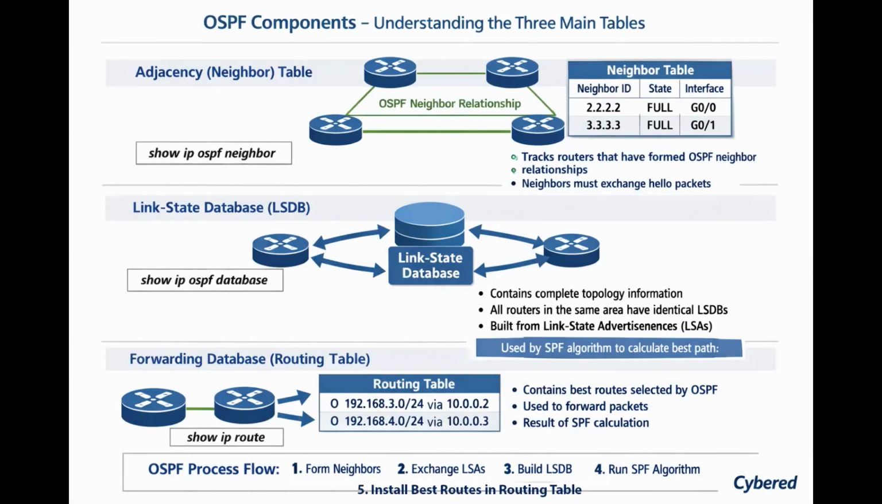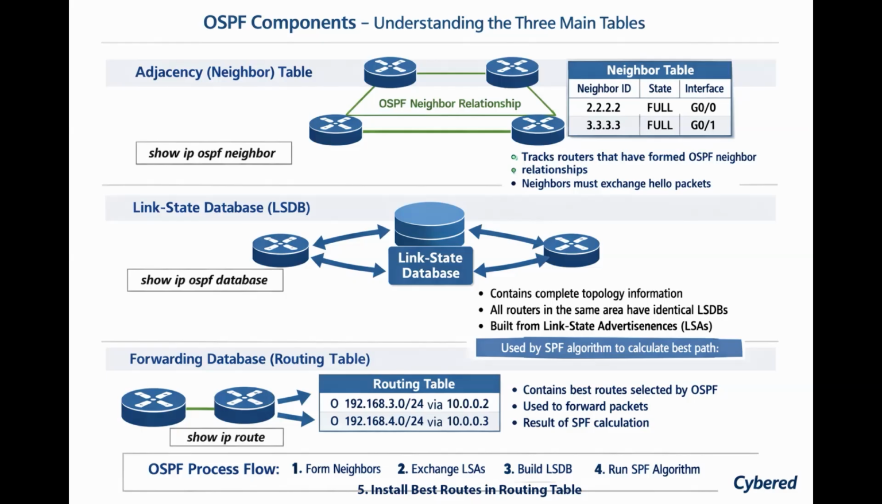OSPF maintains three main tables: adjacency table, tracks routers that have successfully formed OSPF neighbor relationships. Link state database contains topology information for all OSPF routers in the area. And forwarding database stores the best routes calculated by OSPF.